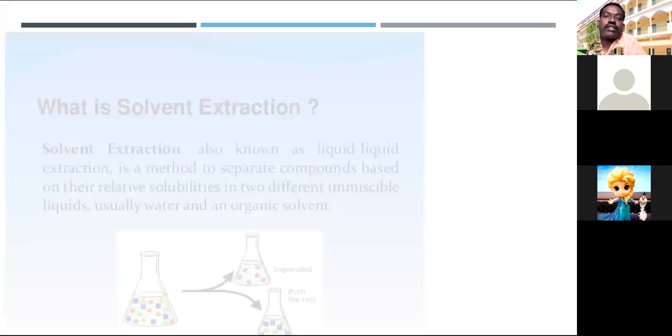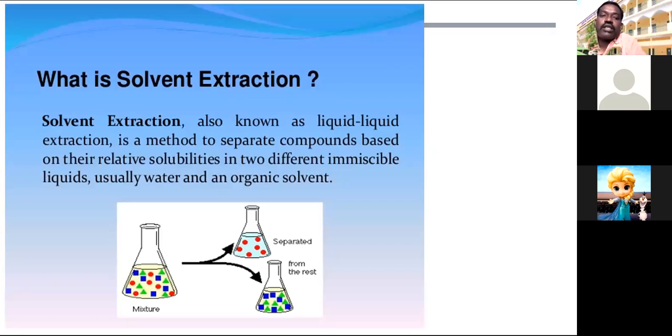The first one is solvent extraction. Solvent extraction, also known as liquid-liquid extraction, is a method of separating compounds based on their relative solubility in two different immiscible liquids, usually water and an organic solvent. In this diagram, two or more compounds are present in the mixture. On adding the solvent, the red color is separated by the solvent. This is the extraction method.